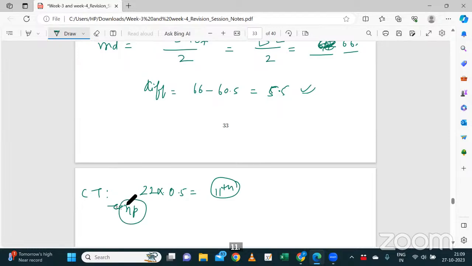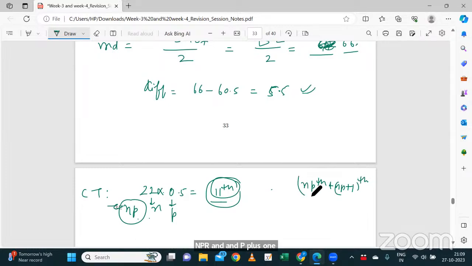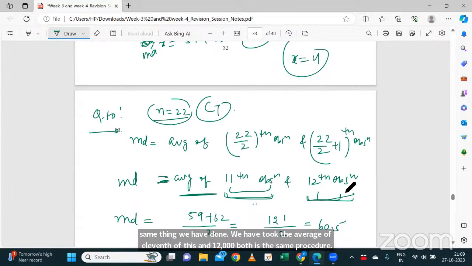No. See, this is the n, this is the p. If the value of np comes out to be an integer, then we have to take the average of the npth and np plus 1th observation. Keep in mind this concept. So we have to take the average of the 11th and 12th observation. The same thing we have done. Both are the same procedure. It doesn't matter whether you use this method or that method.